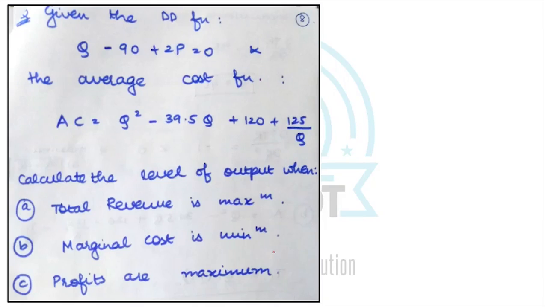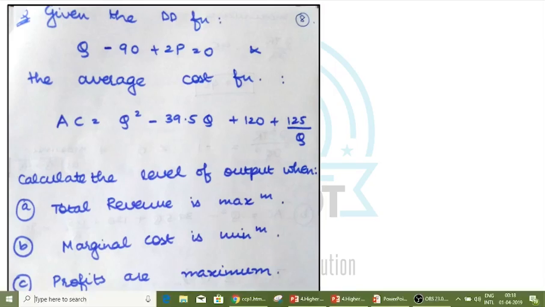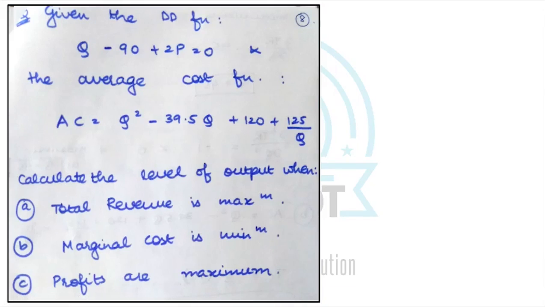Okay. Now another question that we have is, given the demand function q minus 90 plus 2p is equal to 0. So the next question that we come to is, given the demand function q minus 90 plus 2p is equal to 0 and the average cost function AC is equal to q square minus 39.5q plus 120 plus 125.q, you have to calculate the levels of output when the total revenue is maximum, the marginal cost is minimum, and the profits are maximum respectively. So this is just a maximization sort of problem.